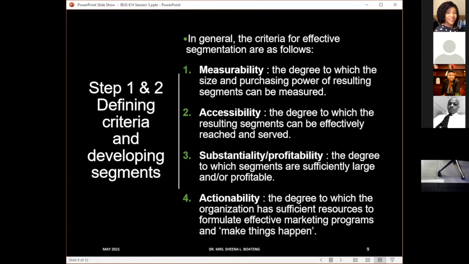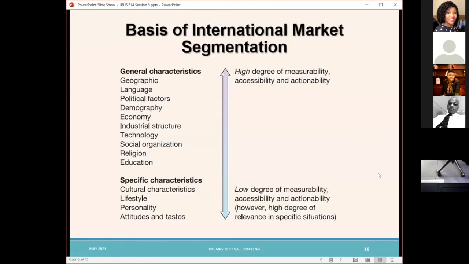However, for other markets, based on the demands of the market and the nature of the market, the firm's resources may not be enough to take full advantage of the opportunities within these markets, right? Hence, the importance of actionability, because it's not enough for the market to be measurable and accessible and profitable. The firm needs to be able to effectively develop and fund a global marketing strategy that can help them to serve the market and achieve all the objectives that they set for themselves from the onset, right?